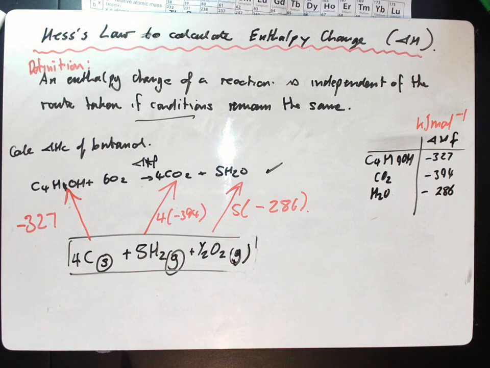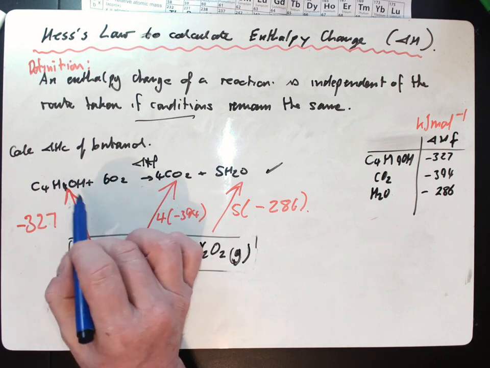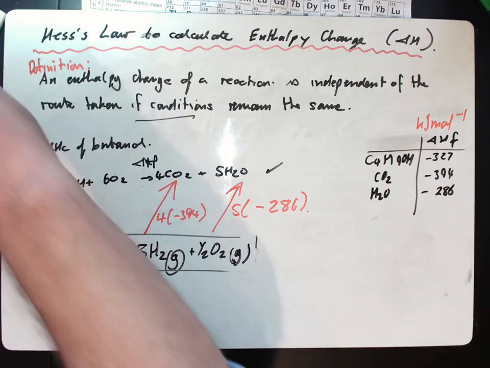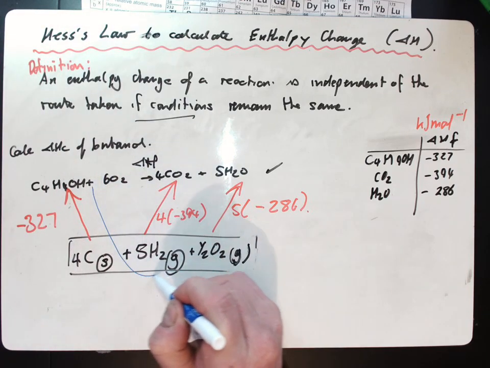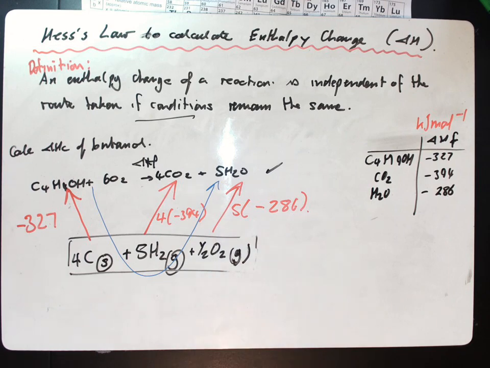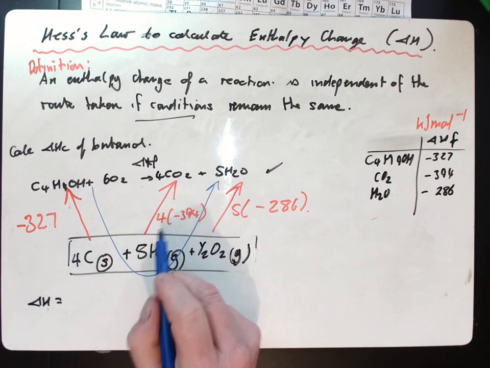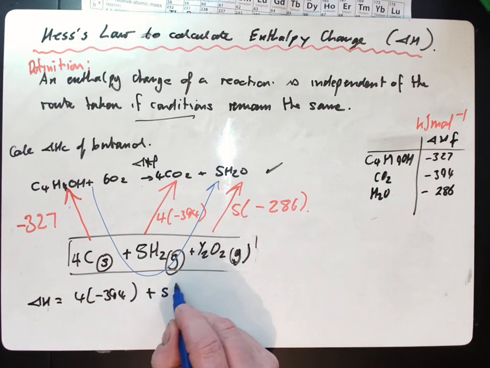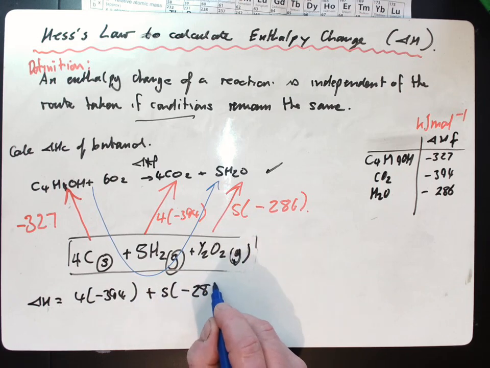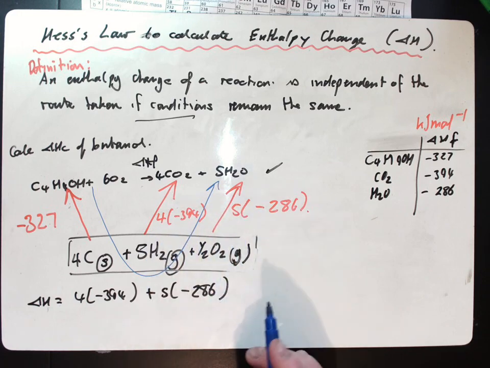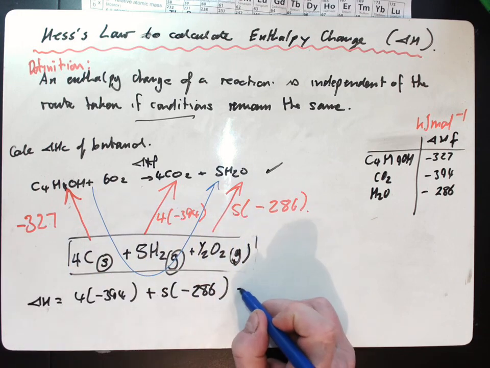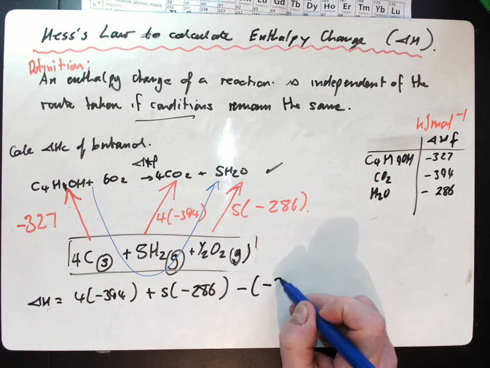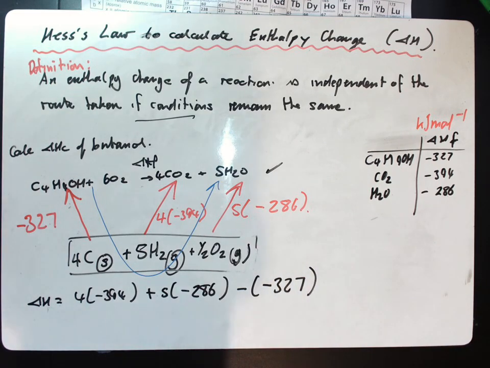Now we've got to do our calculation. Well, this is going in the wrong direction, because what we want is to start here and go to there. So the red arrow on the left is going in the wrong direction, so our delta H will equal 4 times minus 394 plus 5 times minus 286. Remember we said we add any arrows that are going in the right direction that we want to go, and then here we take this away, so that is minus minus 327. Could have just added 327 either way, so let's do that.